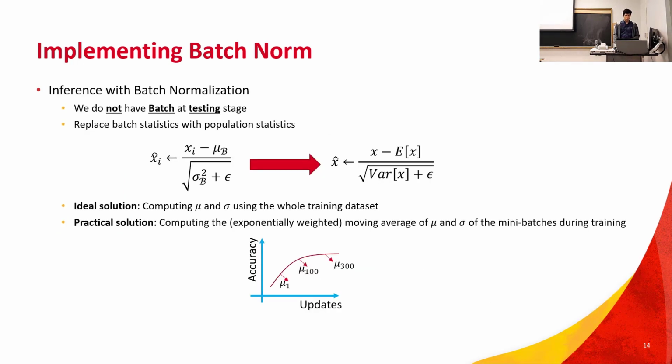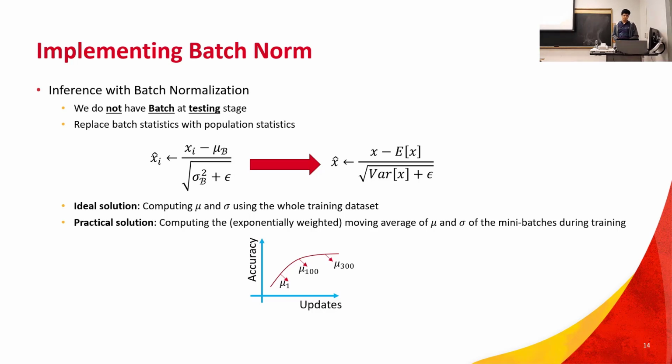And at the end, we have inference with batch normalization. For the test stage, we don't have mini batches. Basically, it's just one batch. We don't have a batch at the testing stage, and we replace the batch statistics with population statistics. The ideal solution is to have mu and sigma calculated using the whole training data set. But it turns out it's not a good idea to do this.